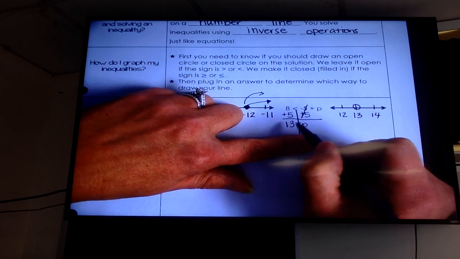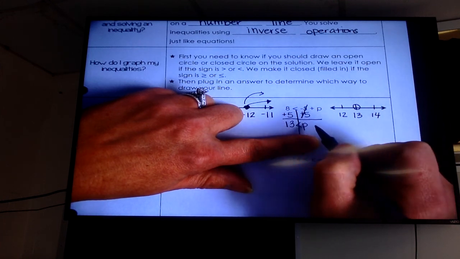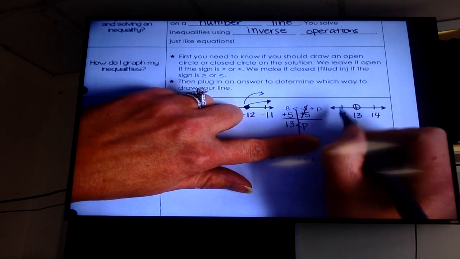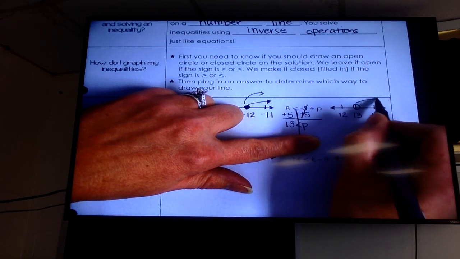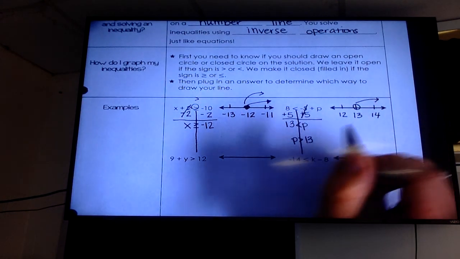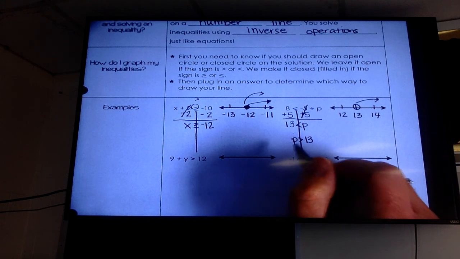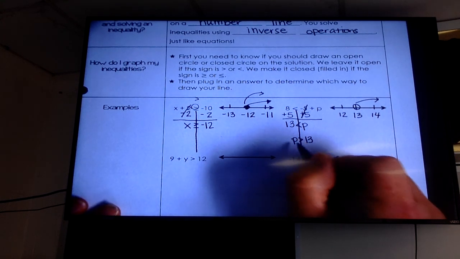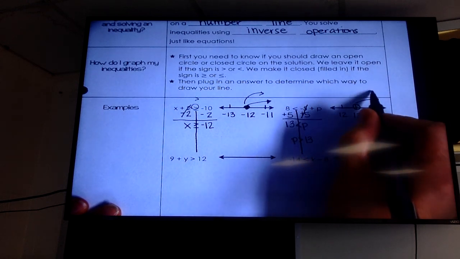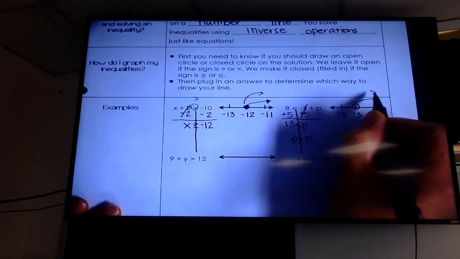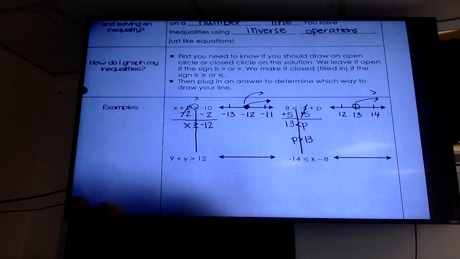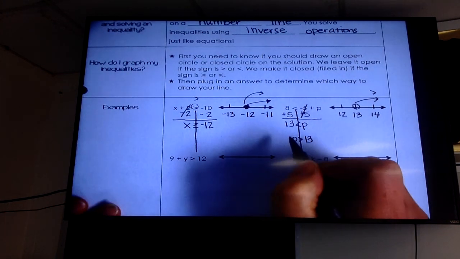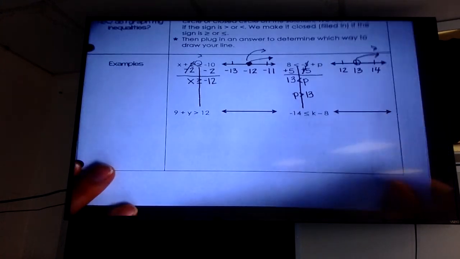So if I plugged in 12, 13 is less than 12. No, that doesn't make sense. I don't want to shade in that direction. I want to shade in this direction. Now, if you did change your numbers around, and this is why some people do, so now the variable's first, now my arrow is pointing in this direction. Okay, so then yes, I know that's the way I'm supposed to shade. So there is a benefit with putting your p first.